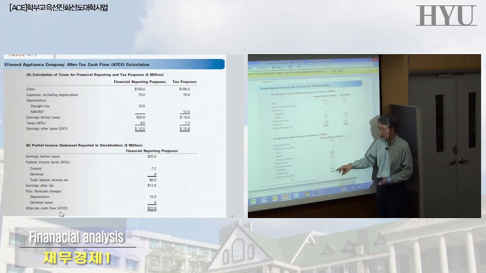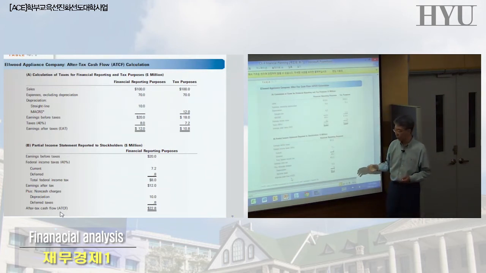And this figure should be compared to this $12 million. According to the income statement, the bottom line, the net profit was $12 million. But actual cash flow was $22.8 million, much larger than that. After paying all the bills, the company is left with $22.8 million cash. Okay? Does it make sense?